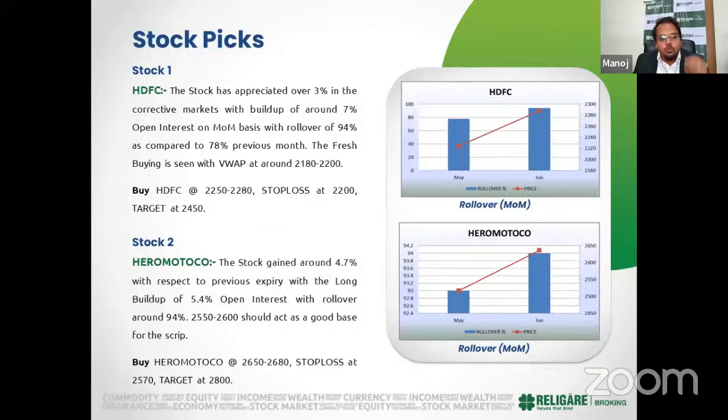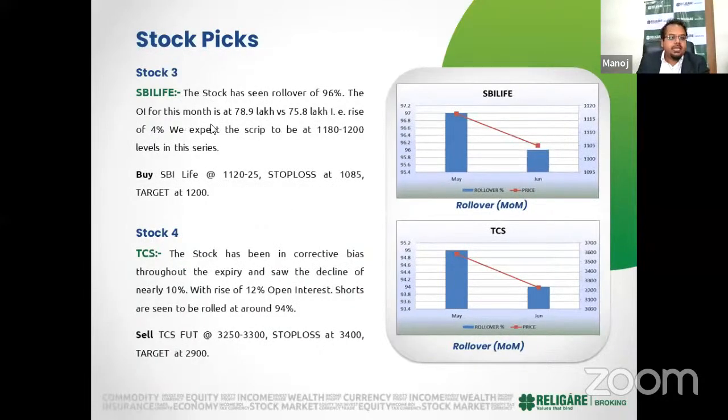In automobiles, we like two stocks. One would be Apollo Tyre, which we mentioned, and the second stock here would be Hero MotoCorp. The stock looks good for a target of 2,800. SBI Life also has seen good buying. Even in today's trade, I guess the momentum was positive. So for traders looking for long positions in this stock, the target can be 1,200 with a stop loss of 1,085.